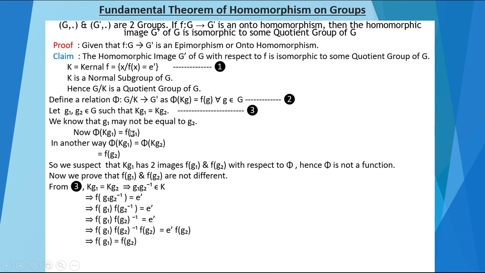Therefore these are not two different images, they are the same image. So Kg1 does not have two images, it has only one image, f of g1, or equivalently only f of g2. Both are the same, there is no difference. So phi is a well-defined function. Kg1 has only one image, f of g1, with respect to the relation phi. Hence, phi is a well-defined function.